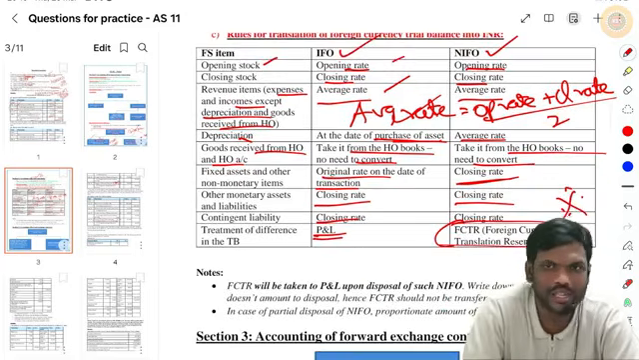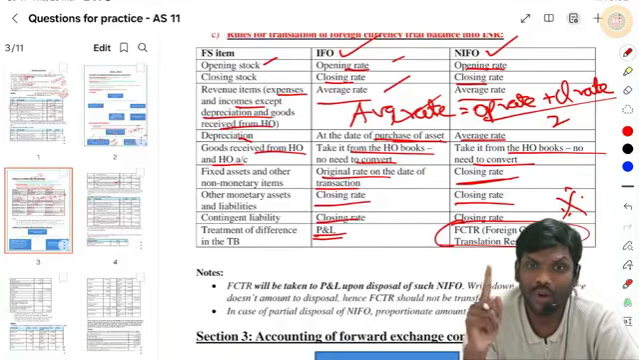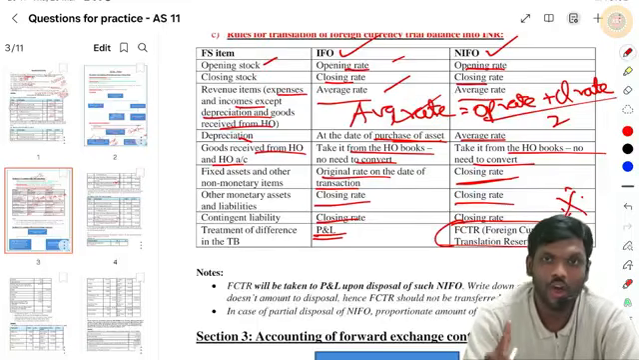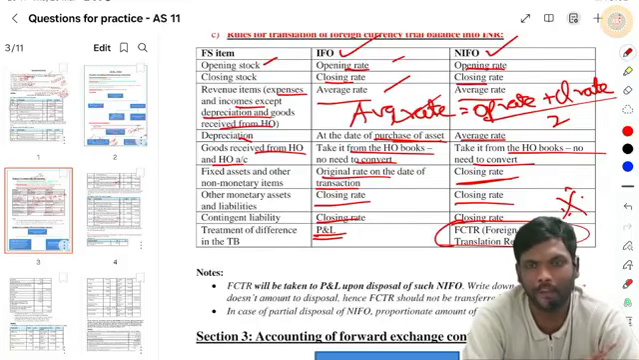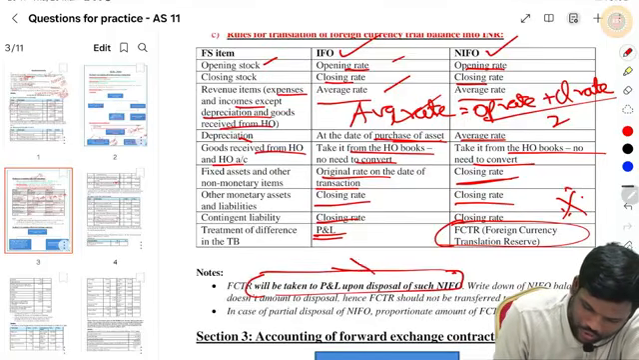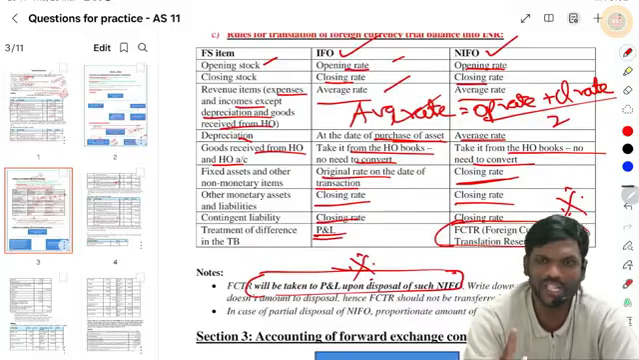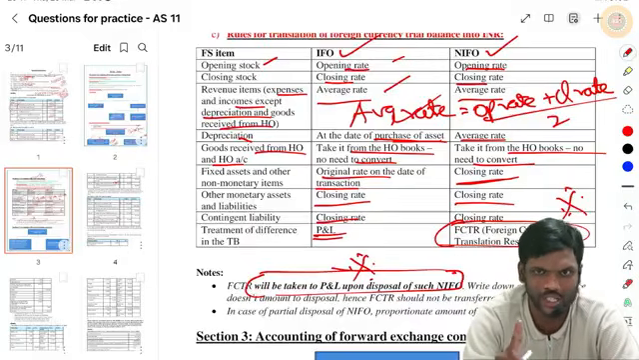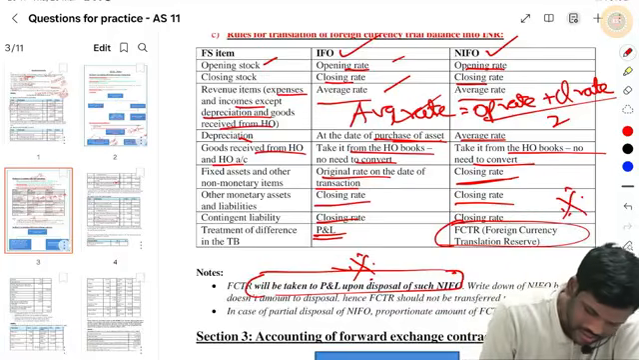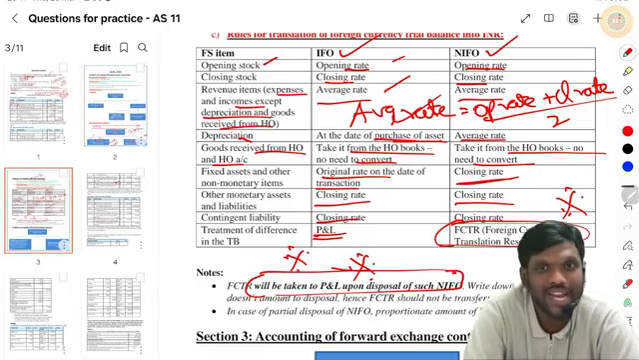Sir, what should we do with this FCTR? This FCTR will be shown as a reserve, and only when you sell this foreign operation, remember this, only when you sell or dispose of this foreign operation, that time only this FCTR can be transferred to P&L. Otherwise, it should still be there only as a reserve. Only once you sell this foreign operation, which is NIFO, only then you can transfer this to P&L. This is a very important point. This is applicable only for NIFO.